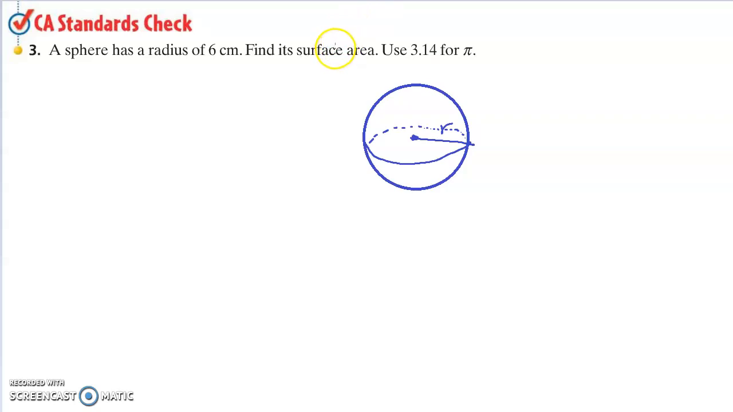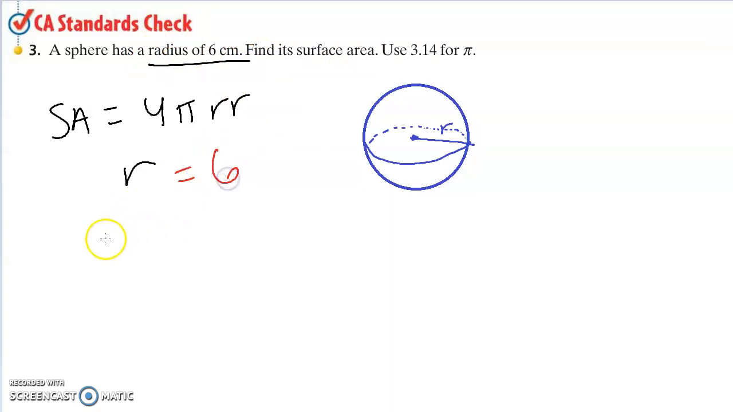Cool. For the last example of the lesson, we're going to turn to California Standards Check number 3, where it asks to find the surface area of a sphere. In the lesson, we said that the surface area of a sphere is 4 times pi times radius squared. So all we need is the radius. For this problem, it says a sphere has a radius of 6 centimeters. So the radius is equal to 6.